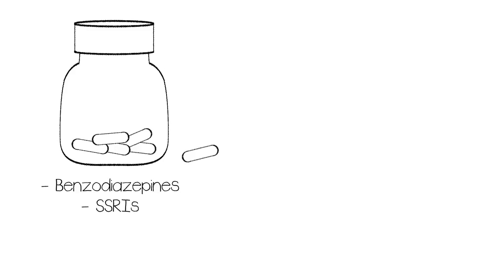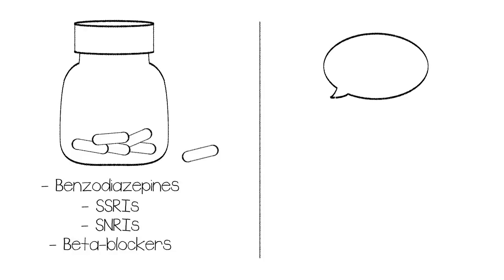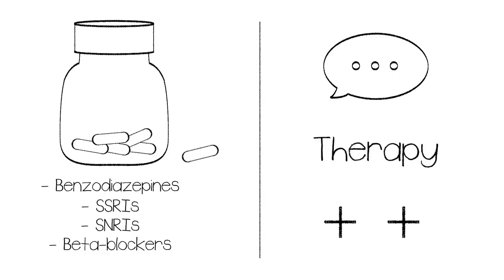Panic disorder can be treated in many ways. The medications used are some that we've heard of, such as benzodiazepines and SSRIs. We are also introduced to serotonin norepinephrine reuptake inhibitors, or SNRIs, and beta blockers. These medications, as with OCD, are often used in conjunction with therapy to help maximize the usefulness of each.